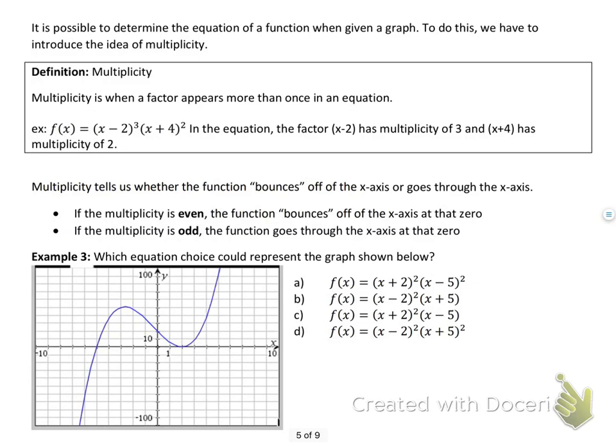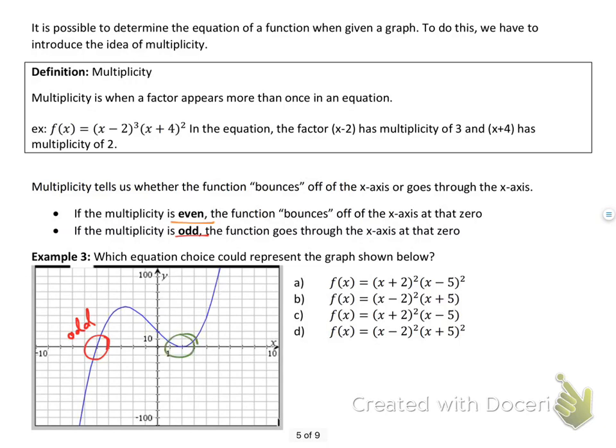Now, this means different things when you're talking about the graphs. When you're looking at a graph, if the multiplicity is even, like this says right here, then it bounces. If it has an even power, that means it's going to go to the x-axis and then jump right back off. And I'll show you an example of that. When it's odd, it goes right through the x-axis, so it doesn't stop. So if you look here at this example 3, this right here goes through the x-axis, which means that it is odd. It has odd multiplicity. That could be 1, 3, 5, 7, 9, etc.